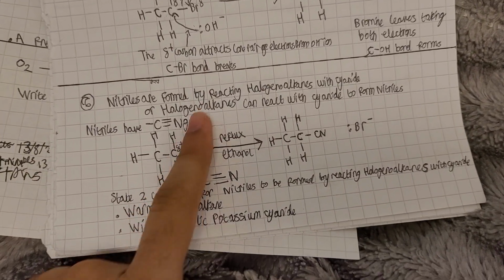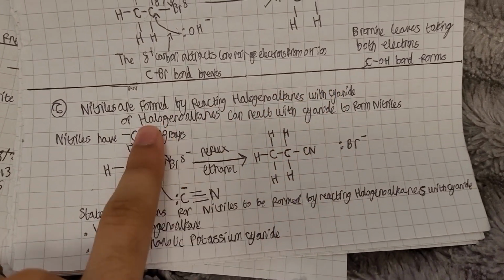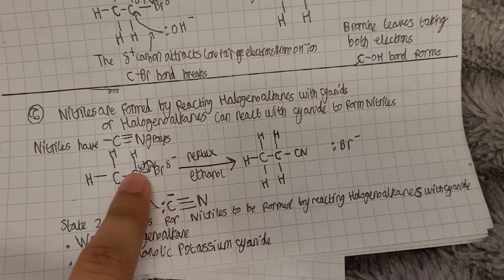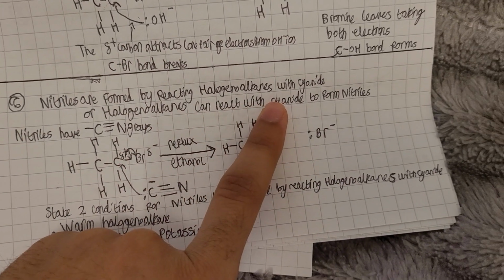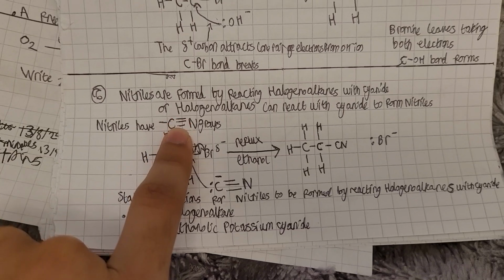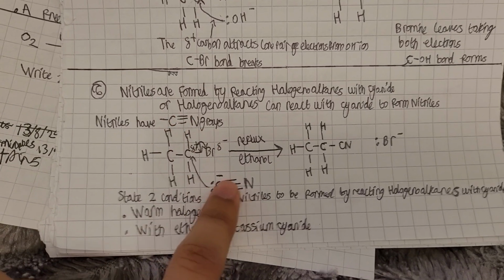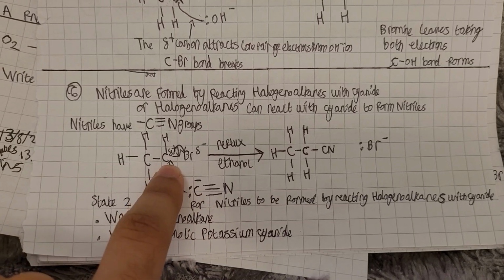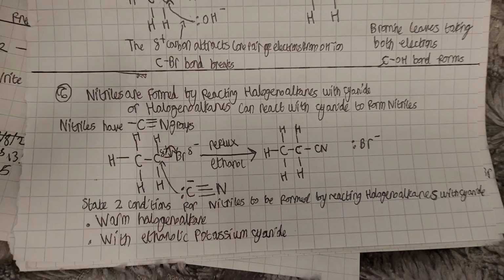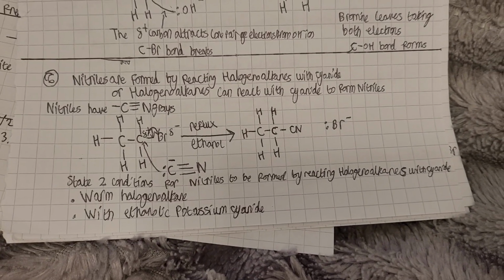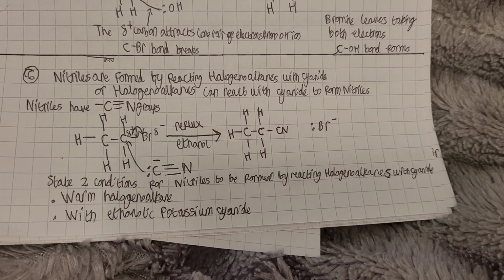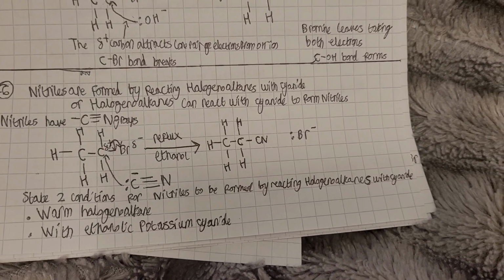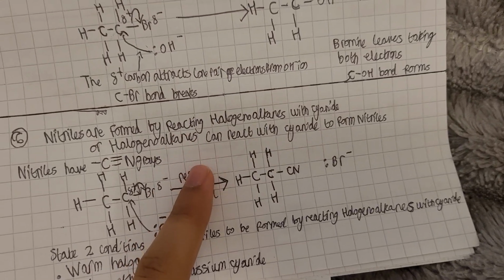Nitriles are formed by reacting halogenoalkanes with cyanide. Nitriles have the C triple bond N group. So you can see here the C triple bond N with a lone pair of electrons and negative charge attacks the carbon, the C-Br bond breaks, carbon's partially positive, bromine's partially negative. That's pretty simple, like these last couple of mechanisms we've gone through.